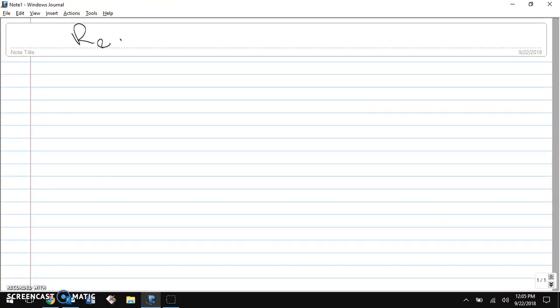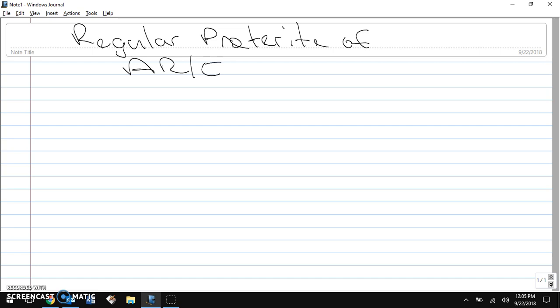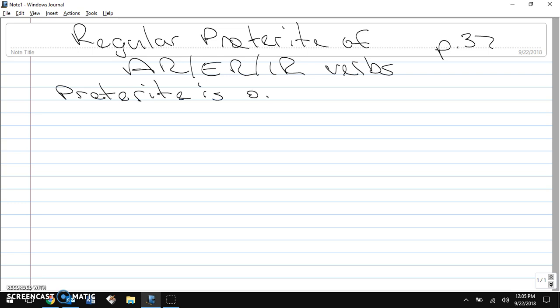Today we are going to talk about the regular preterite of AR, ER, and IR verbs. This can be found on page 37 of your textbook. Now, the preterite is one of two past tenses in Spanish.